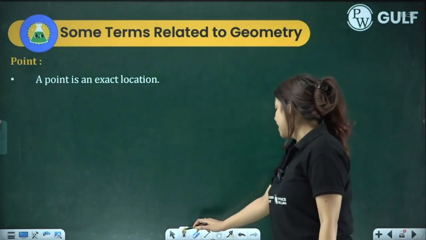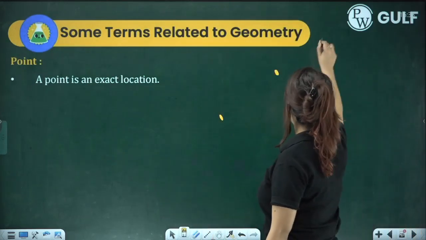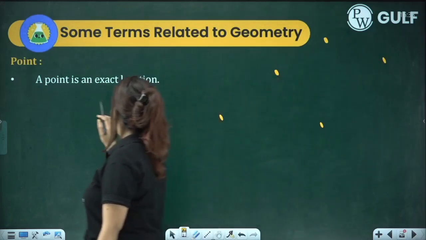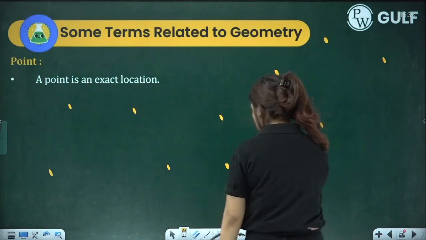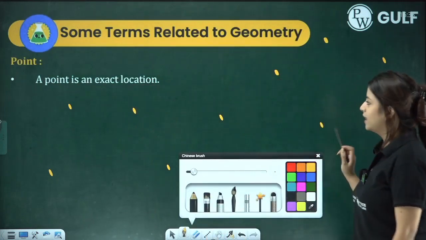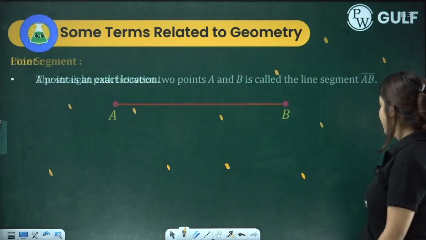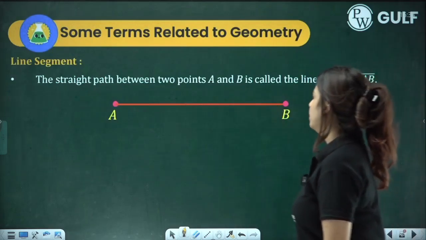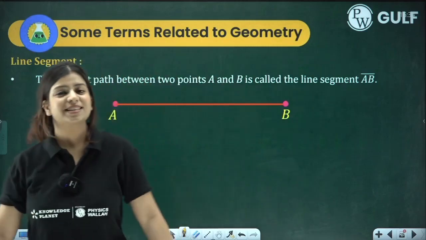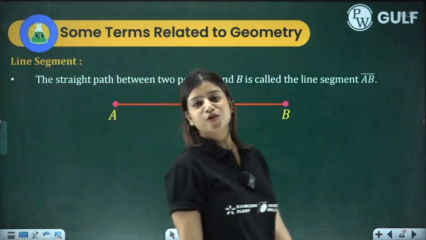Of course, if I were to draw points on any part of this board, all these points, as per coordinate and as per geometry, also tell us a specific, exact location. Next is line segment, a straight path between 2 points A and B. What is a line segment? We have learnt about it in junior classes too.